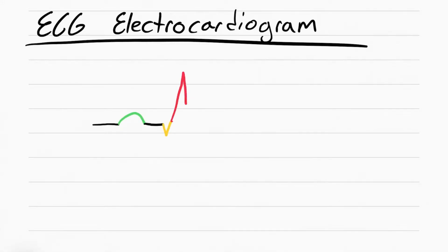An ECG, or electrocardiogram, is a test that's used to measure the electrical activity in the heart. This is how the electrical signal looks. You have a P wave, a Q, an R, an S, and a T. You also have space in between all of these.